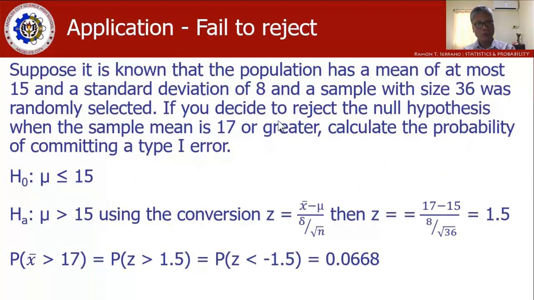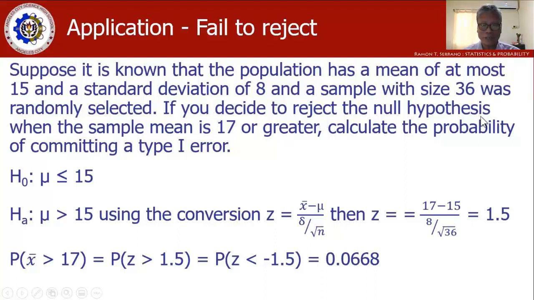Let's now go to the application. Fail to reject is my first example. Suppose it is known that the population has a mean of at most 15, and a standard deviation of 8, and a sample size of 36 was randomly selected.